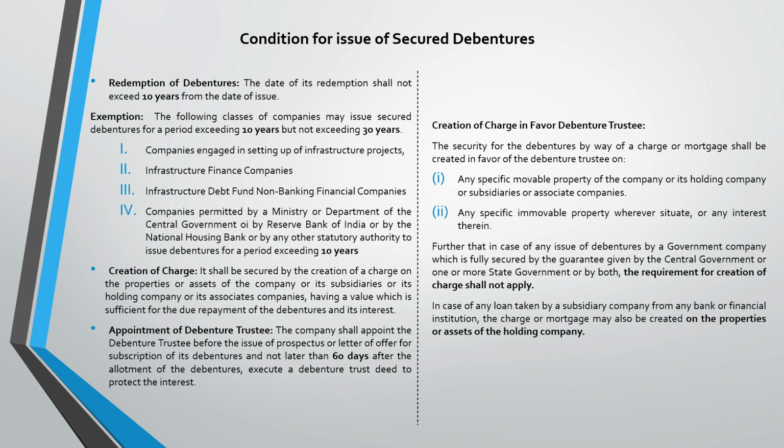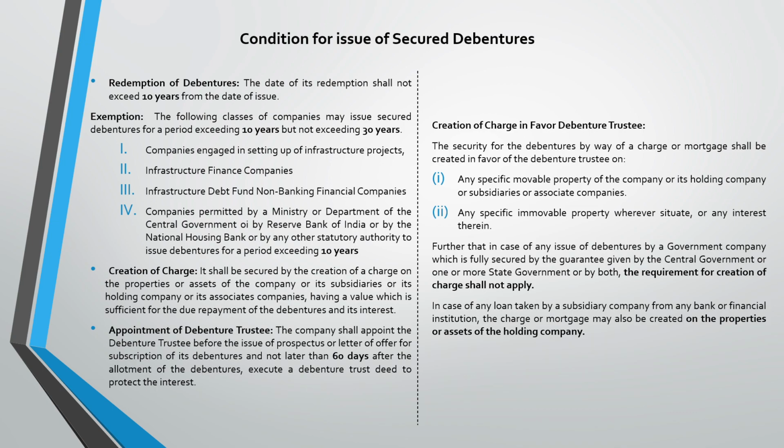In this, we are going to see the conditions for the issue of secured debentures. Secured debentures, as I said, will be having a charge on the assets of the company. Secured debentures can be issued only up to 10 years. The date of redemption shall not exceed 10 years. But in certain cases, it is extended up to 30 years. They can issue debentures for a period exceeding 10 years but not exceeding 30 years.